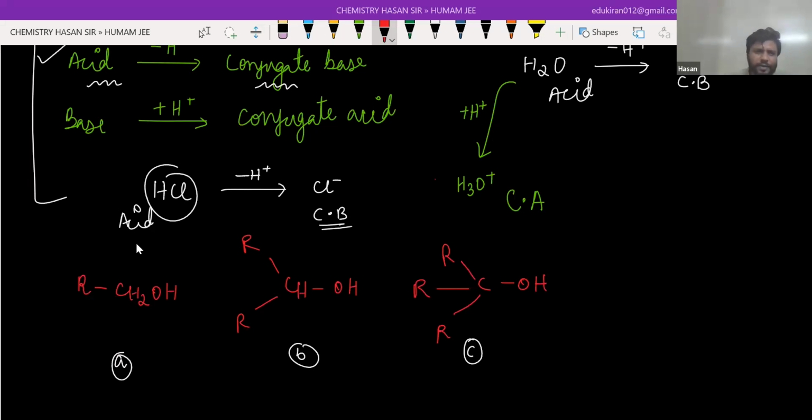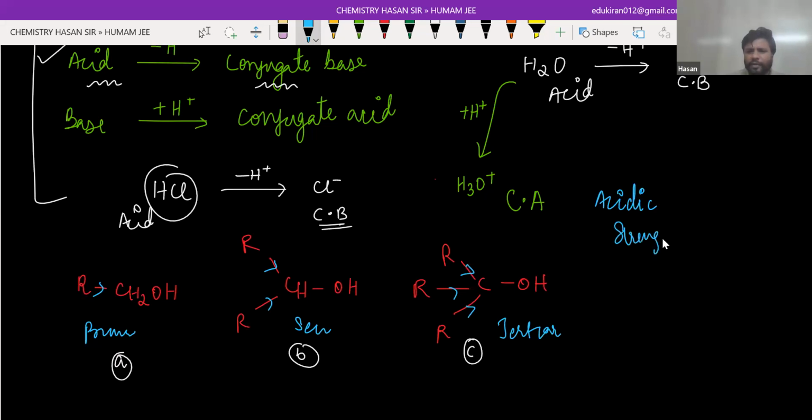So very simple it is. This is your primary, and R has plus I effect. This is your secondary, getting support from two sides, and this is your tertiary. R has plus I effect, so it is getting support from three. As we have already studied in carboxylic acids, acidic strength or acidic character is directly proportional to electron withdrawing power, and inversely proportional to plus I or plus R effect, or inversely proportional to pKa, or directly proportional to Ka.